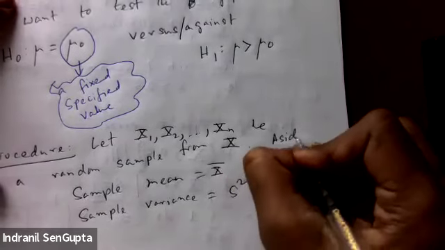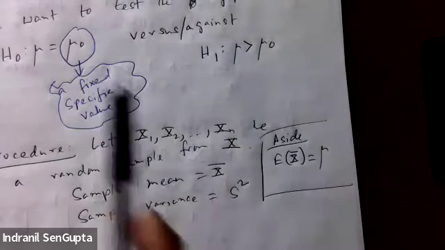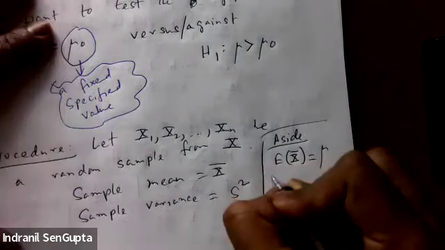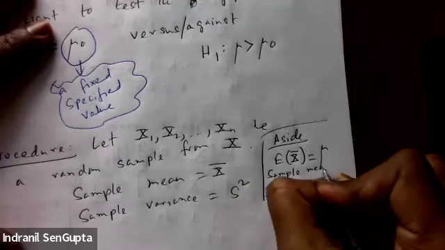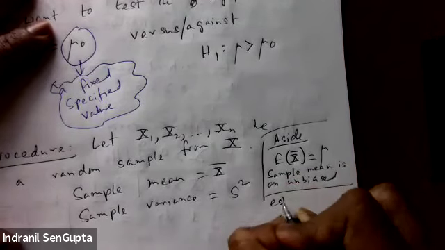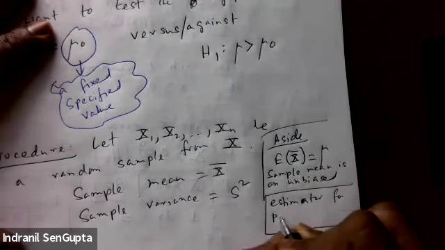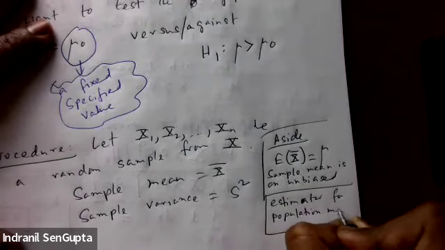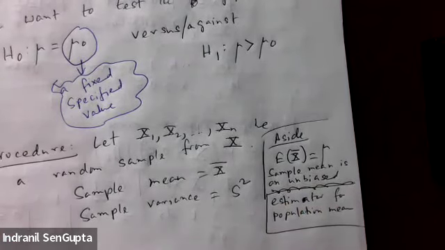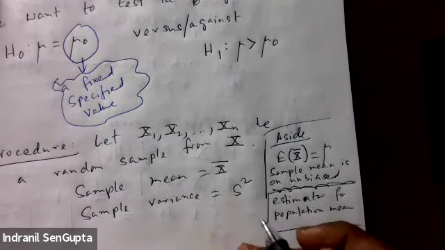So here is an aside. This does not depend on the fact that X is normal; we don't even need the normal distribution. This is true all the time. So the sample mean is an unbiased estimator for the population mean. Again, by population mean I mean mu, and by sample mean I mean X bar. So X bar is an unbiased estimator for mu.